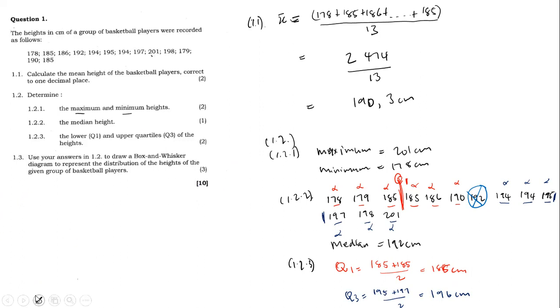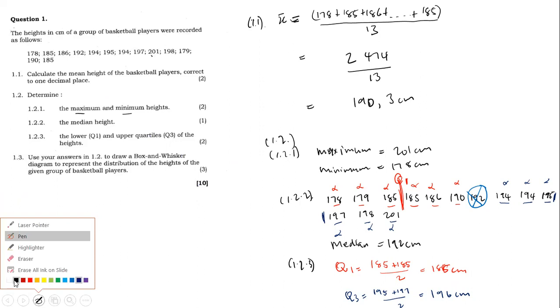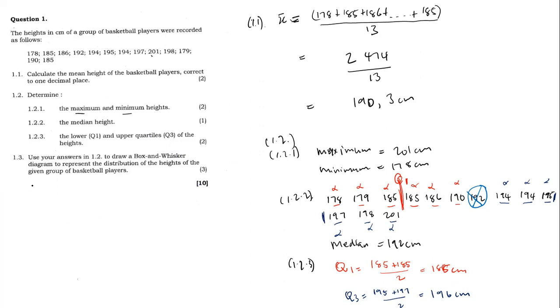Now we move to 1.3. Let me change my color pen. 1.3 says to us, use your answers in number 1.2 to draw what we call a box and whisker diagram to represent the distribution of the heights of the given group of basketball players. So now we want to represent the data set in the form of a box and whisker diagram. We're still doing the same thing, but on what we call a box and whisker diagram.